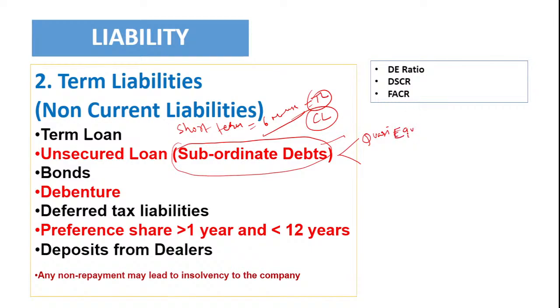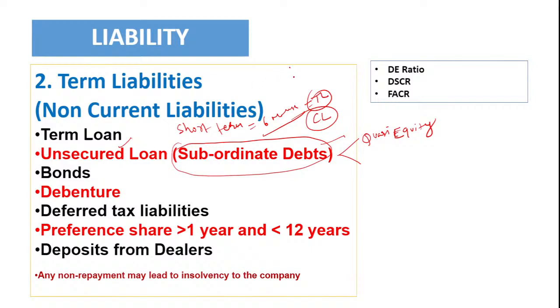Everyone, if someone is telling that quasi equity is more than the net worth of the company, or the subordinated debt is more than the company's net worth, in both the cases you should understand that they are talking about nothing but the unsecured loan part.